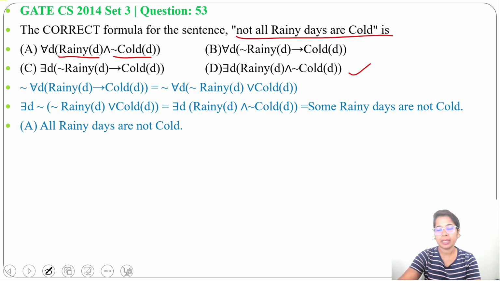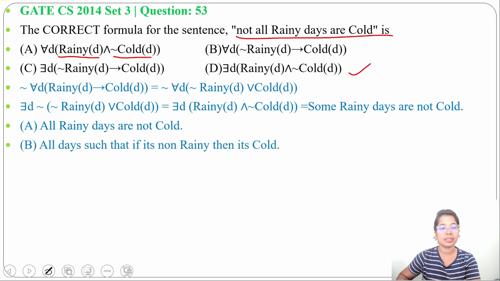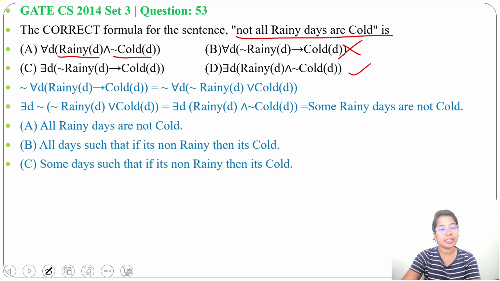Next option B, for all D, negation of rainy day implies cold day. So if it is not a rainy day, then it is cold. We can say for all days, if it is not rainy, then it's cold. Next option C, there exists D, negation of rainy D implies cold D. So some days which are not rainy are cold. So we can say some days such that if it is not rainy, then it's cold.